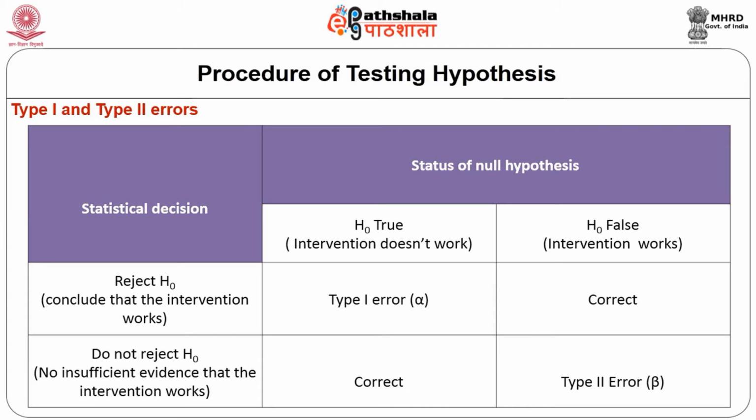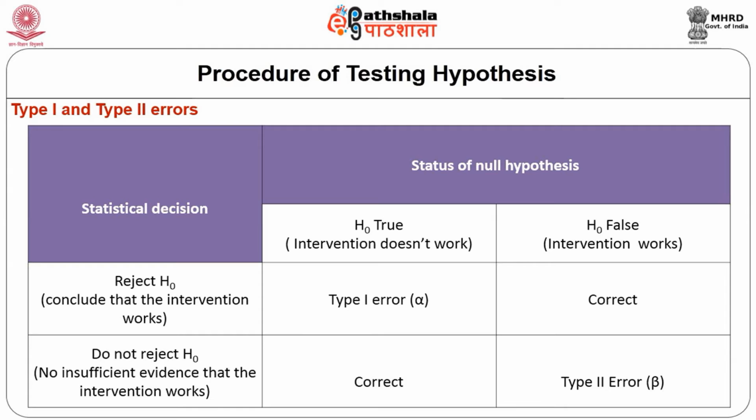The second one is do not reject the null hypothesis. That means there is insufficient evidence that the intervention works. That means you should not reject the null hypothesis, meaning both the groups are the same. That means H0 is true, which is correct. Then if H0 is false and the intervention works, that means this is a type 2 error, which we represent as beta.